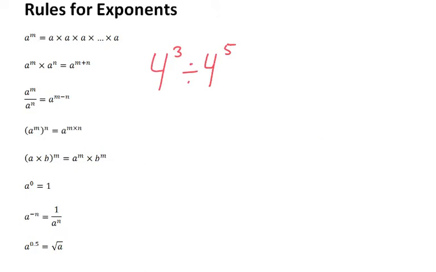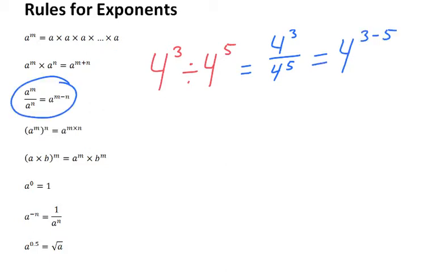Next, I want to show you a couple problems that require you to use more than one rule at a time. First, I'll rewrite the problem as 4 cubed divided by 4 to the fifth, so it looks more like the rule on the left-hand side. Next, I'll use the third rule that says I need to subtract the exponents, so I get 4 to the 3 minus 5, which is 4 to the negative 2.